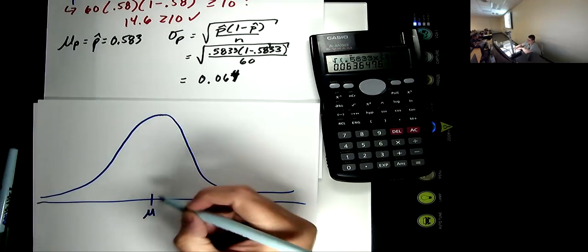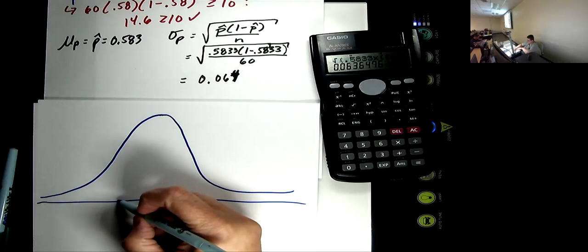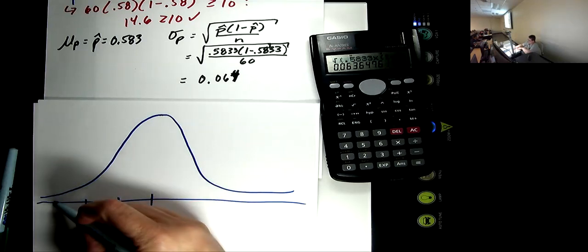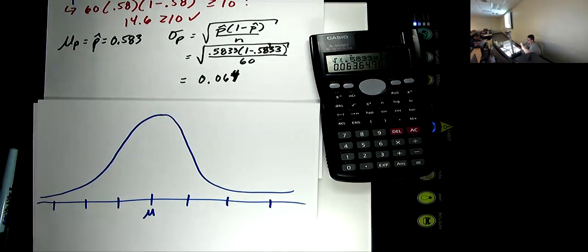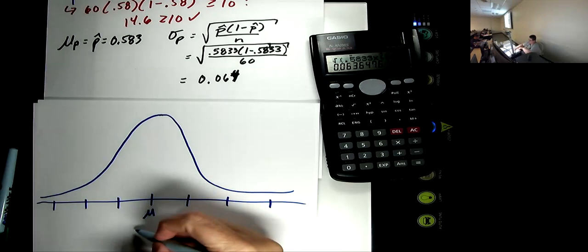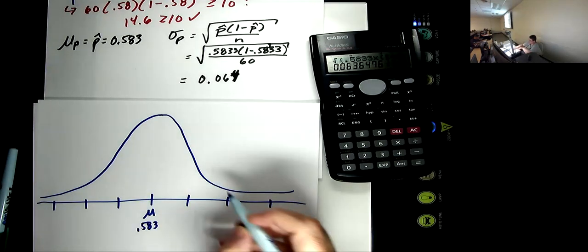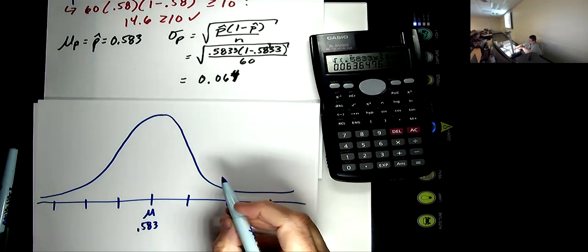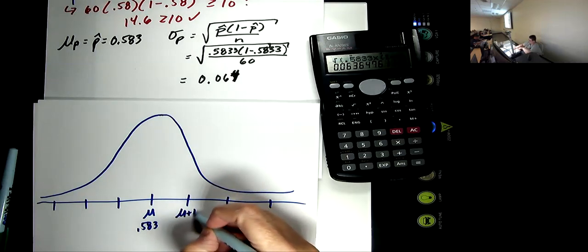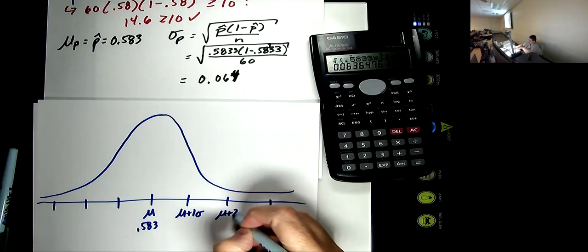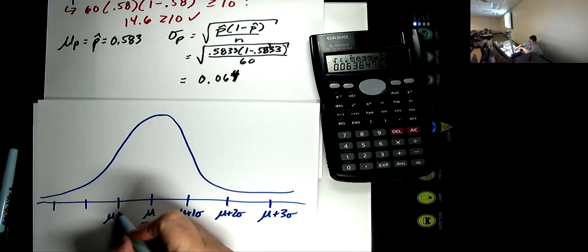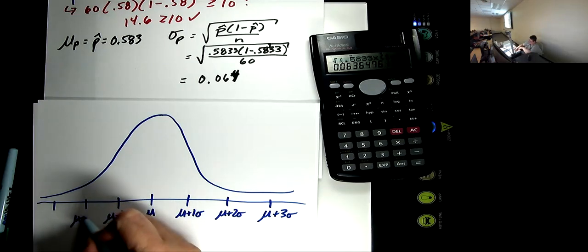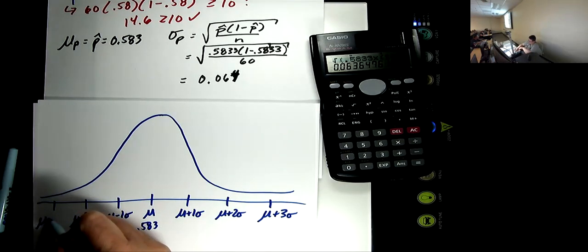We've got the mean in the middle. This is our 0.583. Rather than calculating these out, I'm going to just write mu plus these, because I think this will help get the idea of what we're doing, and then we can use the computer to do all the hard work.